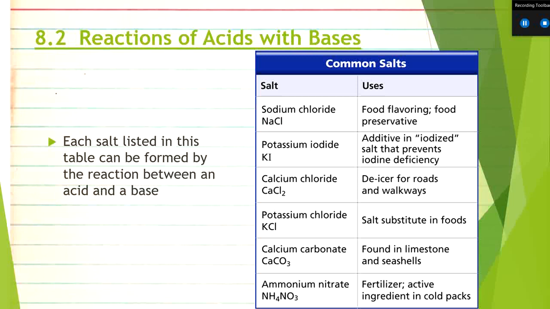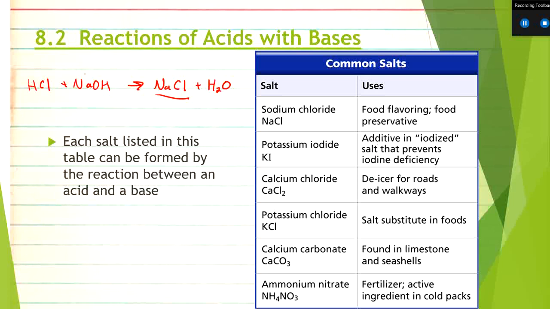For example, if we want sodium chloride, I'll write the reaction over here. We may take hydrochloric acid plus sodium hydroxide, which would produce sodium chloride and water. If we took the correct amounts of each, we could produce a salt. We can then boil the water off, leaving us with the pure salt, which can then be sold or used, for example, as a food flavoring or food preservative.